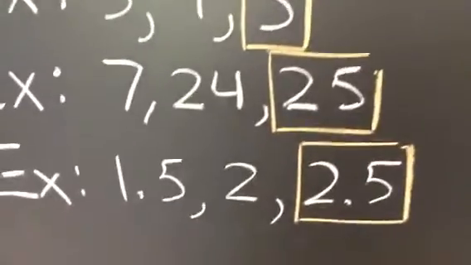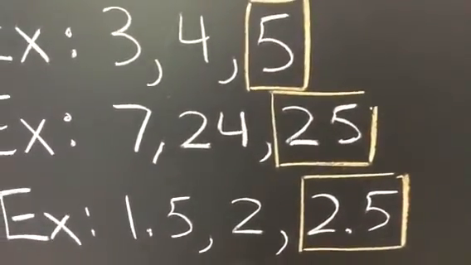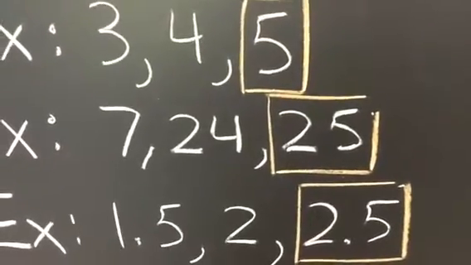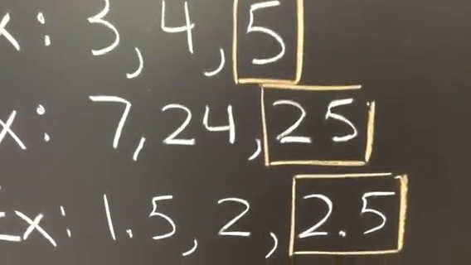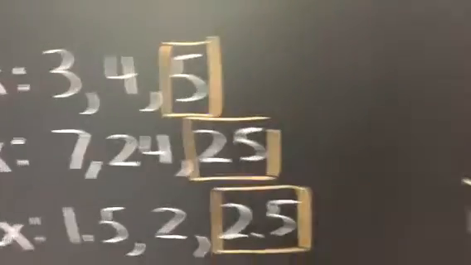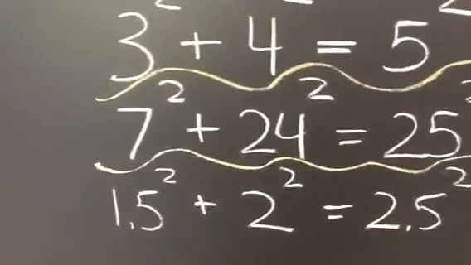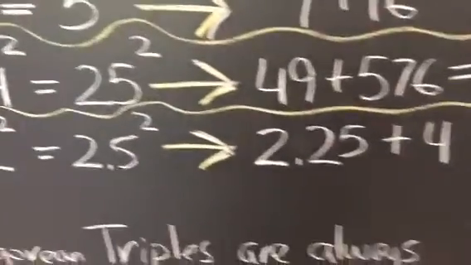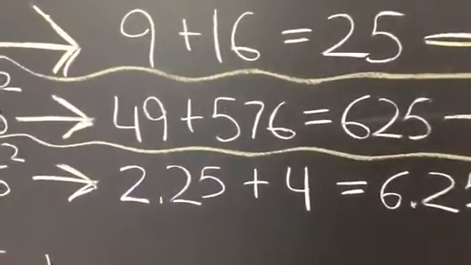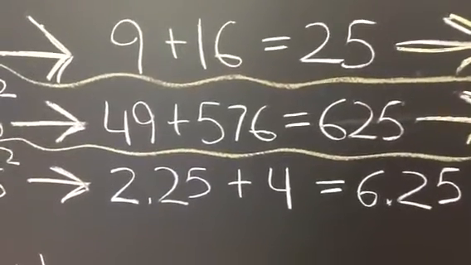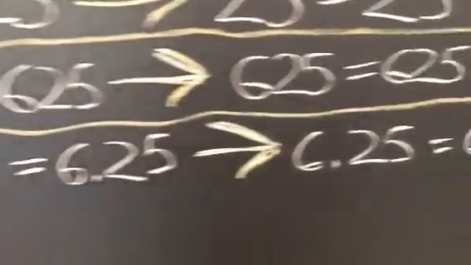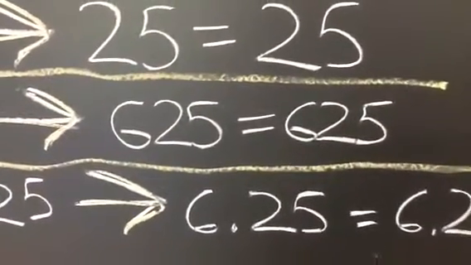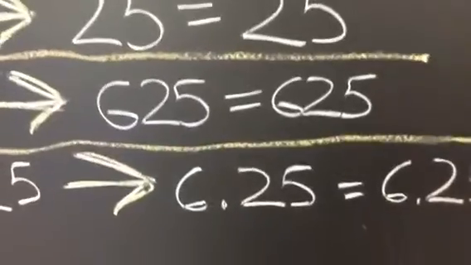Let's look at 7, 24, and 25. Again, do you know why I put 25 in a box? Because it's the largest number there. And so it has to represent the hypotenuse. So 7 squared plus 24 squared is equal to 25 squared. 49 plus 576 equals 625, and I get the identity. An identity is an equation that's always true, no matter what. 625 equals 625.